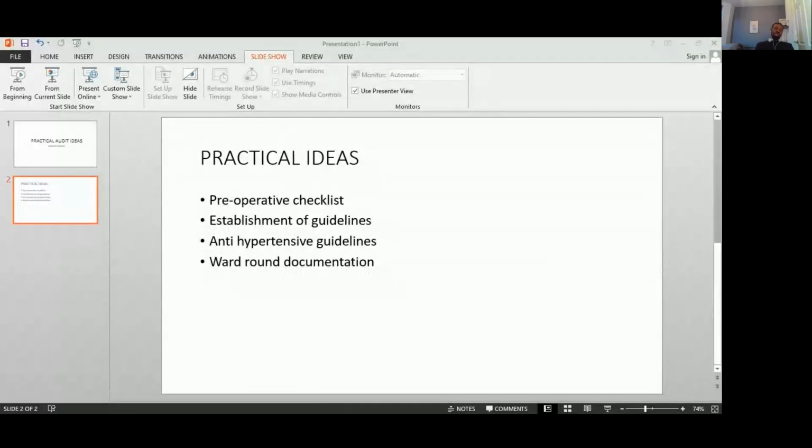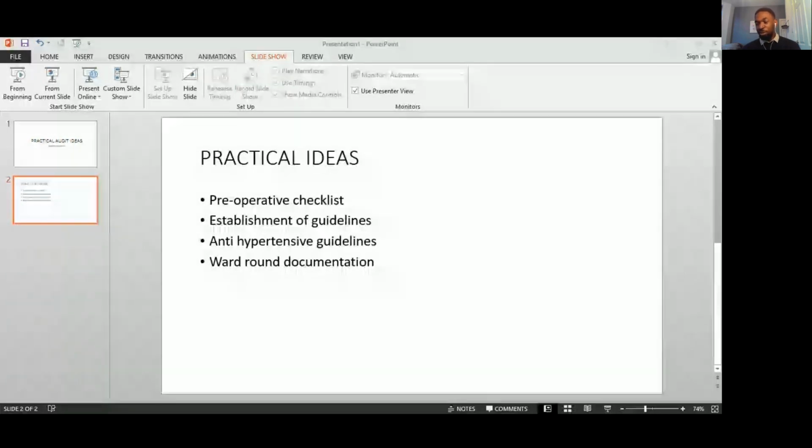So I'm personally aware that many units do not have preoperative checklists. And the beauty about preoperative checklists is that they can be different for different surgical specialties. So you can have a checklist for neurosurgery, for maxillofacial surgery, for plastic surgery, because all of these specialties have their specific nuances. So that will basically be the background for this project.